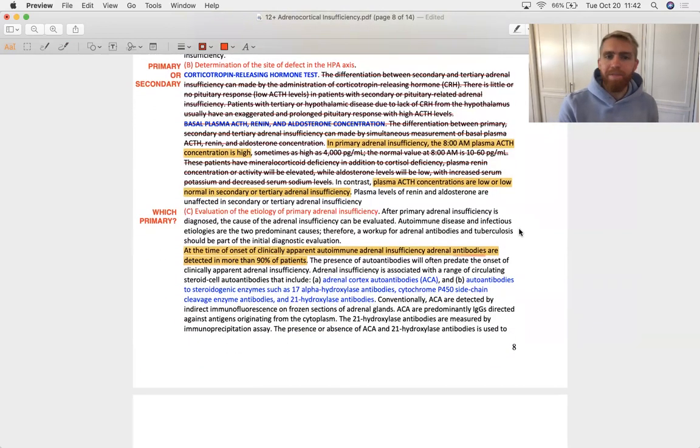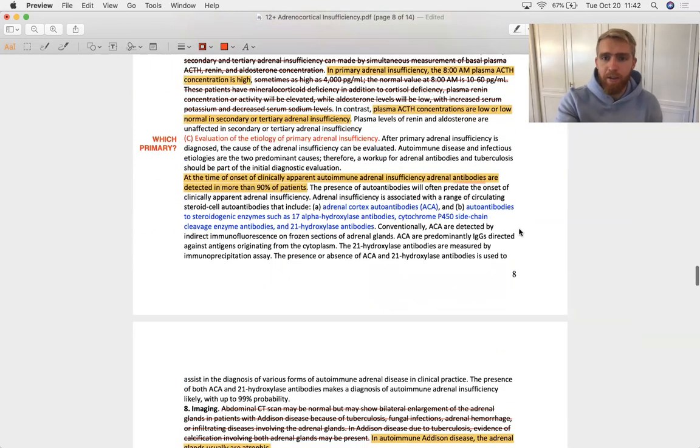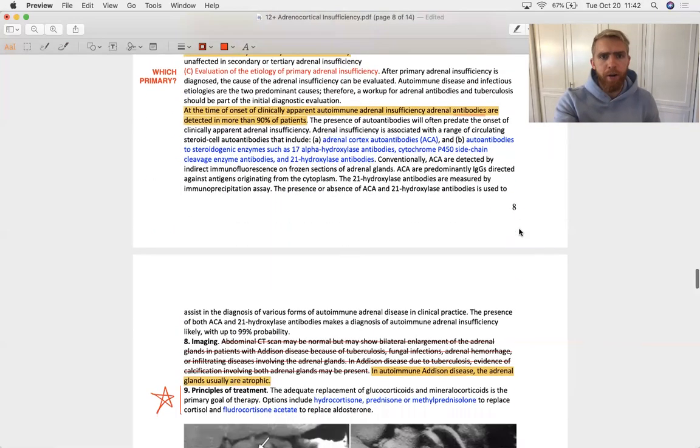So after you say, yes, patient has an adrenal problem, then you want to ask, is it primary or secondary? And this couldn't be any easier. You take the blood ACTH first thing in the morning, and it's going to be high if it's primary, and it's going to be low if it's secondary or tertiary.